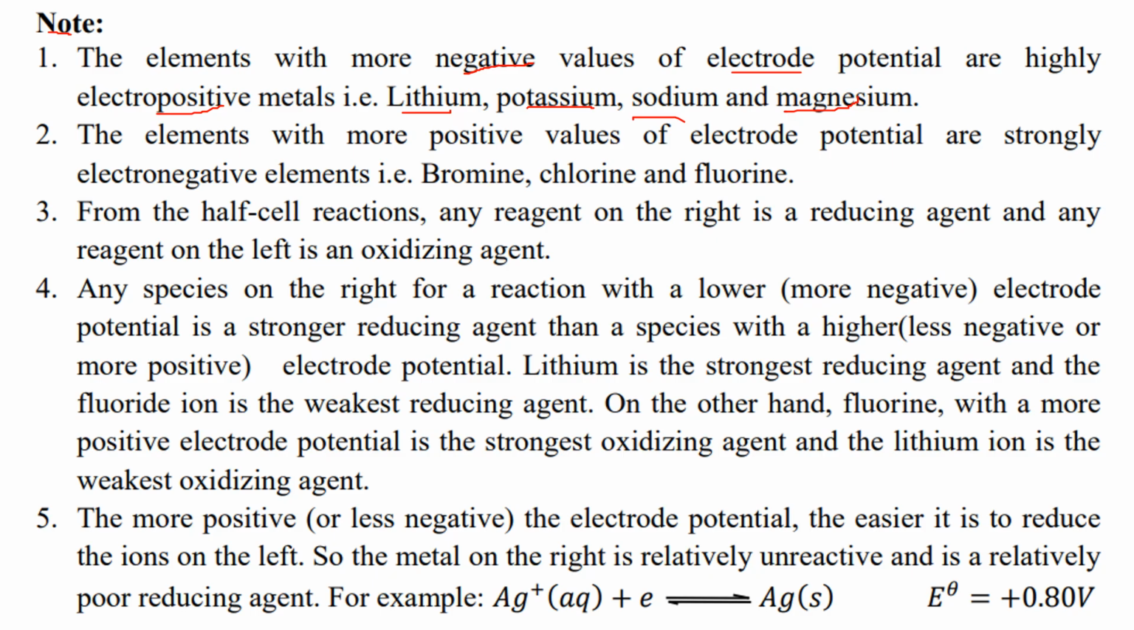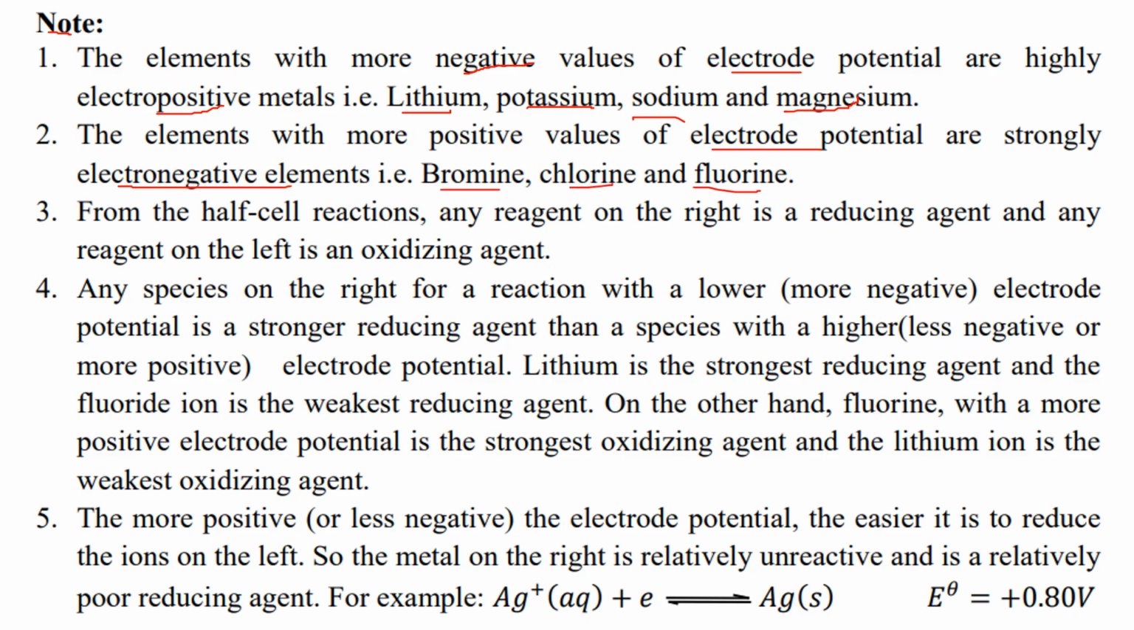Now, note number 2 is that the elements with the more positive values of electrode potentials are going to be the most electronegative elements. In other words, they are going to be the most oxidizing elements. So the more positive the electrode potential value of an element, the more oxidizing it gets. But you're going to look at that under the given examples. For example, the electronegative elements are bromine, chlorine together with fluorine.